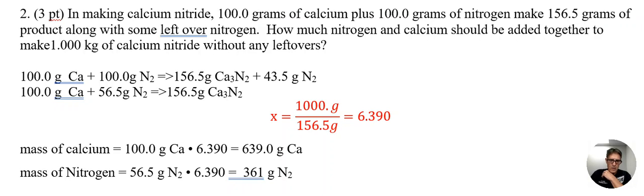So this question is figuring out if you understand the law of definite proportions. It simply says this: if it requires 100 grams of calcium and 56 grams of nitrogen to make 156.5 grams of calcium nitride, that's what we've concluded here, the next thing we want to figure out is if we wanted to make 1,000 grams.